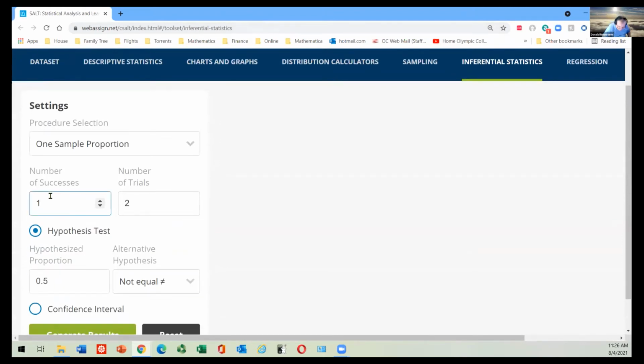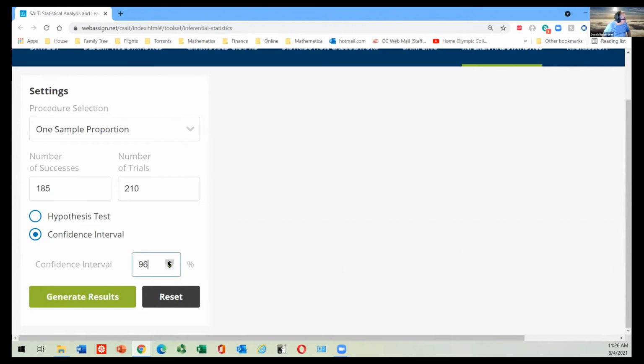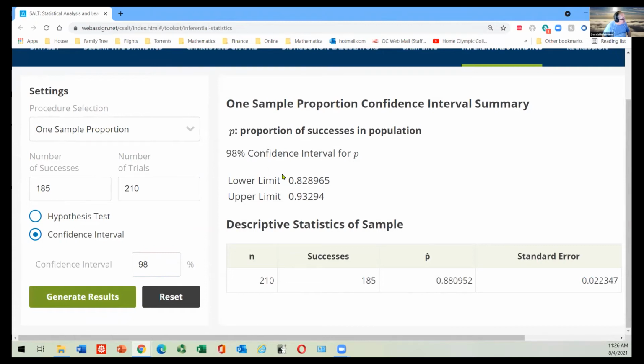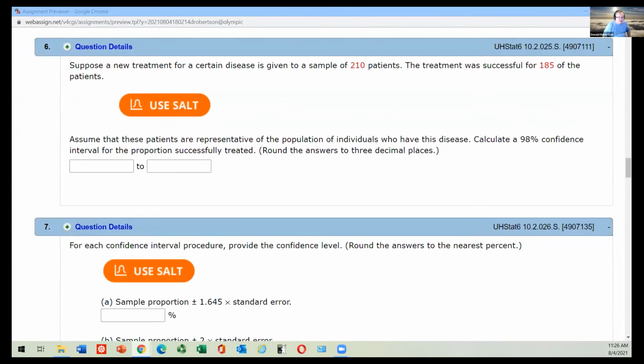$185 out of 210. And confidence interval, and they wanted 98, which is a weird one to get. There you go. There's your lower limit. There's your upper limit. To 3 decimal places, 829. And on the other side, 933.